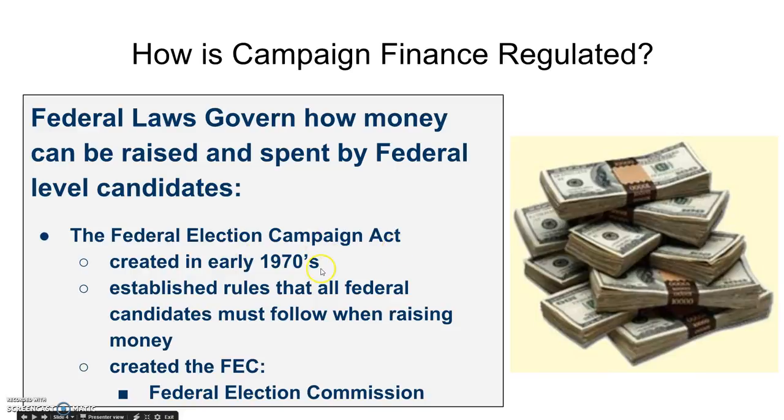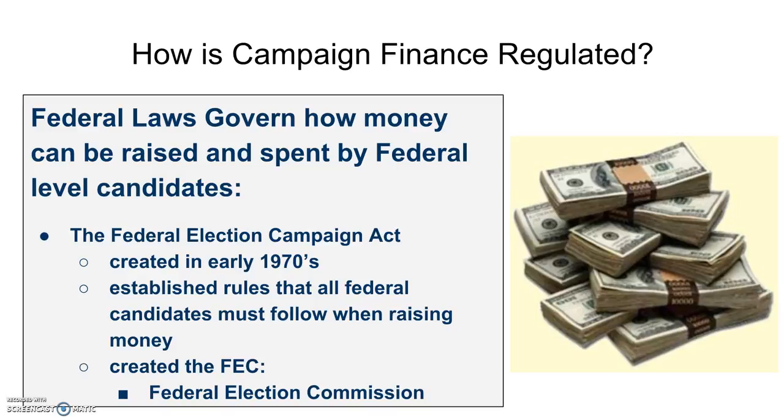This goes back to the 1970s, and it basically created the rules that candidates have to follow when they're raising money. And it created an organization within the government called the Federal Election Commission. And this is a regulatory commission that enforces this law and all the things that go along with it. So it basically is the organization that enforces rules about how candidates raise their money.